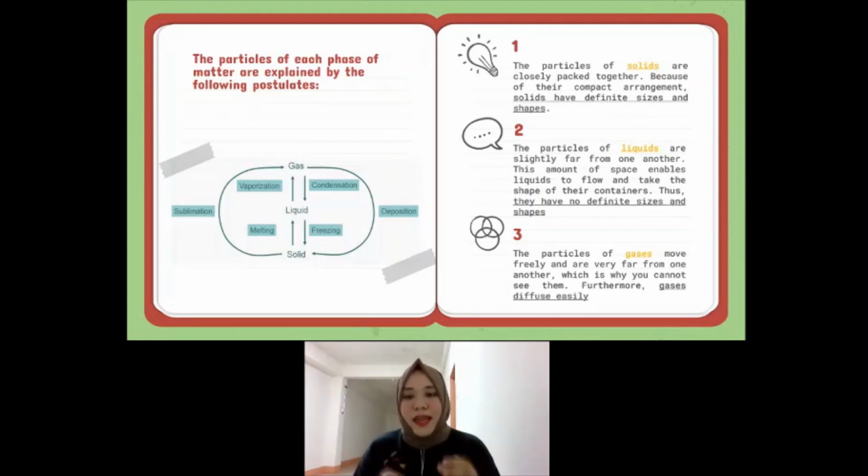Though the particles of liquids are slightly far from one another, liquids are still tangible. We can touch them. But because of the space between these particles, liquids are able to flow. The resistance of liquids to flow differs, and that's viscosity. We will learn more about it in the week 2 video lesson. The last postulate is about gases.